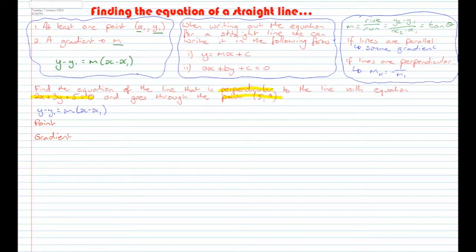So let's first of all have a look at this. Do we have a point? Well, yes we do. It's here at 5, 9. Do we actually have a gradient? Well, no, they haven't given it to us directly, but what they have given us is enough information to be able to find it out.